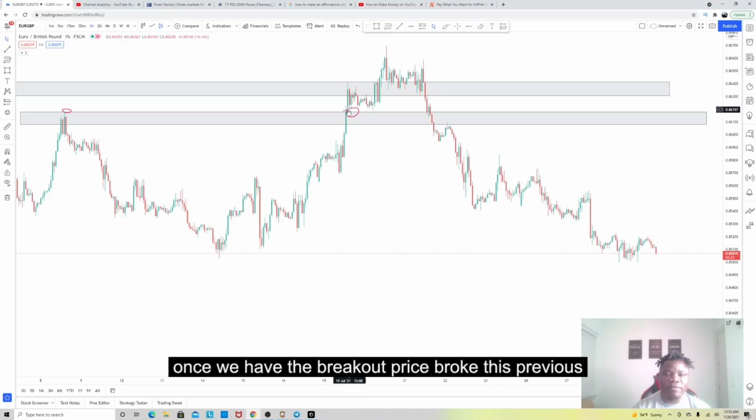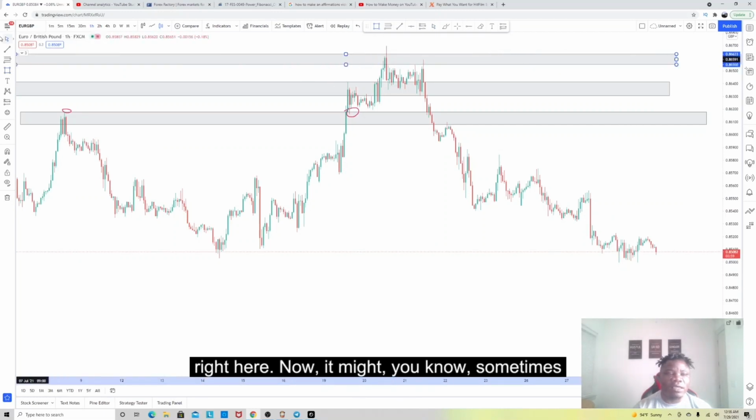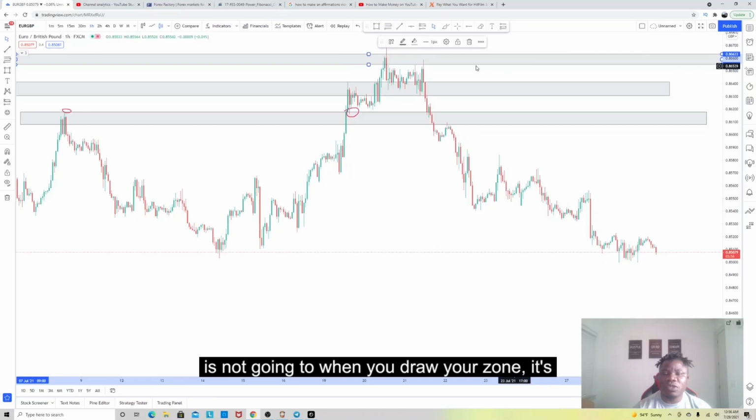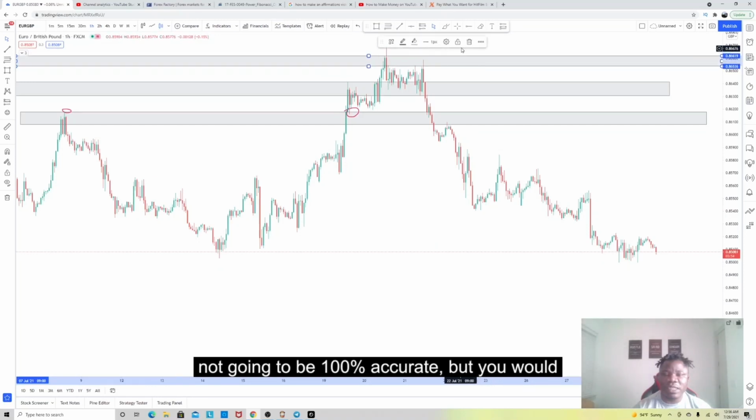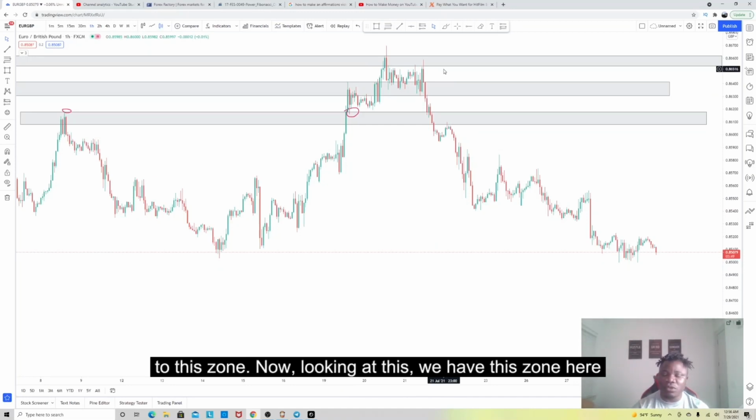Now once we have the breakout, price broke this previous supply zone and then pulled back to it, making this a demand zone now, and then price started ranging. Now we got the breakout again, price started ranging again over here, and now we got another zone right here. Sometimes when you draw your zone, it's not going to be 100% accurate, but you would understand that price actually got to this zone.